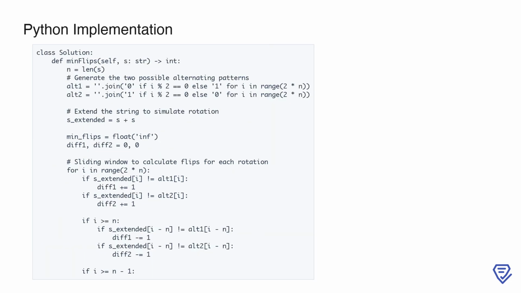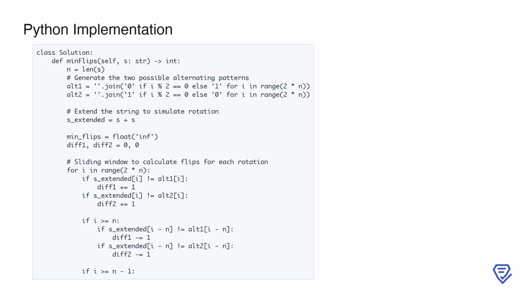Here, we begin by defining the min-flips function, which takes a binary string s as input. The first step is to determine the length of the string, stored in n. Next, we create two possible alternating patterns, alt1 and alt2, that represent the two valid alternating binary sequences. Alt1 starts with 0, while alt2 starts with 1. Both patterns are generated to be twice the length of the input string to account for the sliding window approach we'll use later. Then, we extend the input string s by concatenating it with itself, resulting in s_extended.